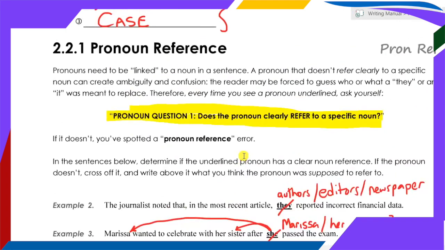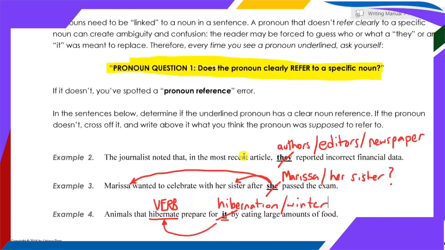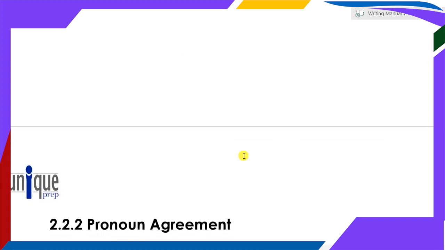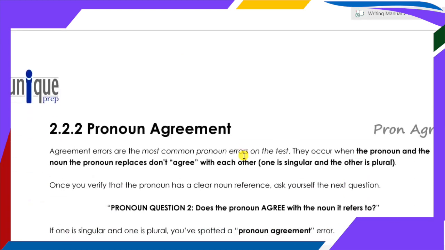That is it for pronoun reference. Again, remember, you see a pronoun underlined, you have to ask yourself, does that pronoun refer clearly to a specific noun? If the pronoun does refer to a specific noun, great, you got no problem. If it doesn't, you may have a pronoun reference error.